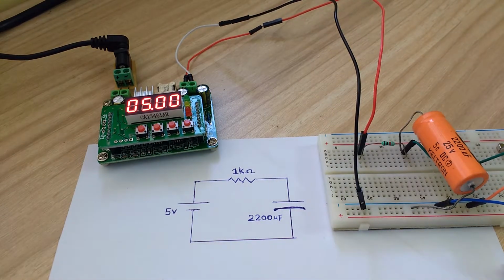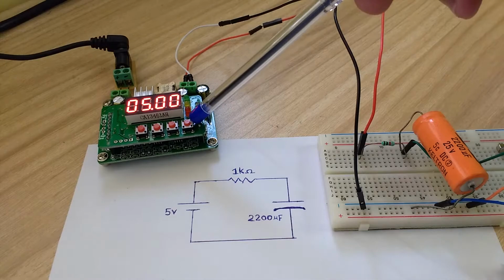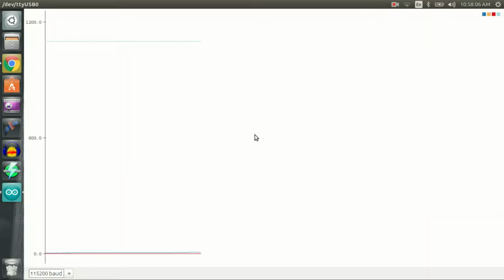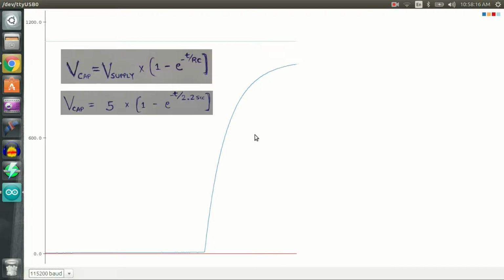And I will charge this capacitor using a constant voltage supply of 5V. As we don't have an oscilloscope in mini project lab yet, we will use Arduino serial plotter to look at capacitor voltage waveform. Voltage across capacitor rises rapidly first and then slows down. Mathematically, this curve is represented by this equation, which translates to this in our case.